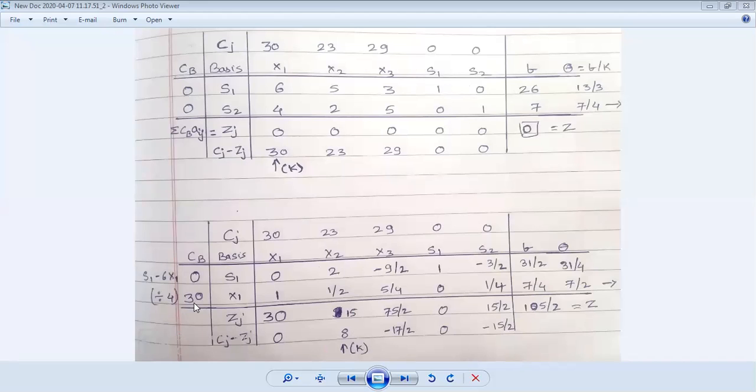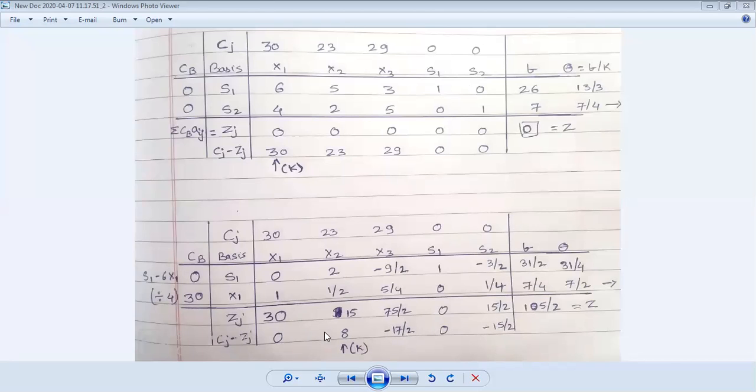So where were we? We were discussing how this 30 has come. 30 is updated. So this is 30 into 1. So we have discussed zj. Now you determine Cj minus Zj. So Cj minus Zj is 30 minus 30 becomes 0, 23 minus 15 becomes 8, 29 minus 75 by 2 is 17 by 2, 0 minus 0, 0 minus 15 by 2 is minus 15 by 2.